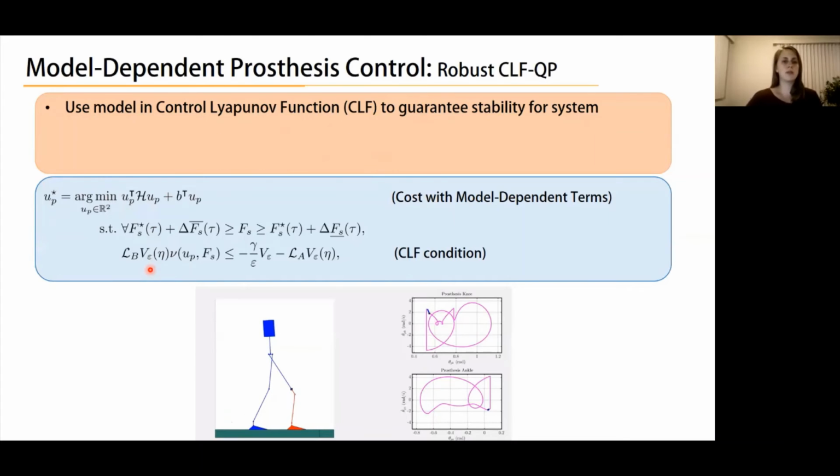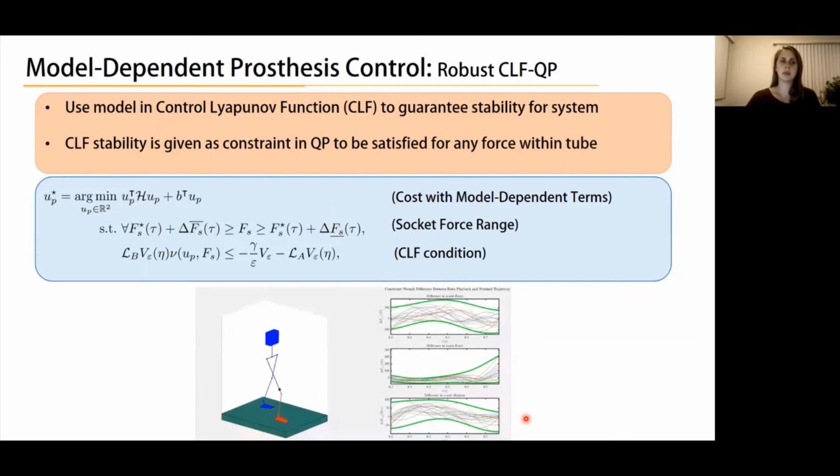We also use the model information in a control-Lyapunov function, or CLF, to guarantee stability for the system. This is shown in this simulation video where the prosthesis phase portraits yield stable periodic orbits. This is for the knee and this is for the ankle. Our CLF stability is given as a constraint in our QP to be satisfied for any force within the tube. So this is our CLF condition, which is a function of the socket force. And this condition has to be satisfied for any force within this range, that range being these force tubes that we constructed.